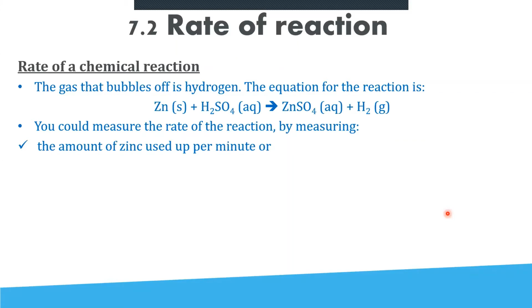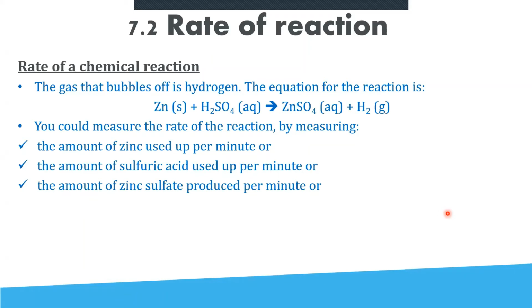So amount can be the mass of zinc. You can first measure the mass of the zinc that is used for the reaction. So as time goes on, for example, 1 minute, 2 minutes, 3 minutes, you can record the mass of the content. You can also measure the amount of sulfuric acid used per minute, the amount of zinc sulfate produced per minute, or the amount of hydrogen produced per minute.